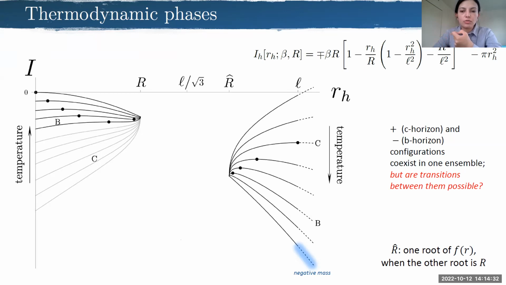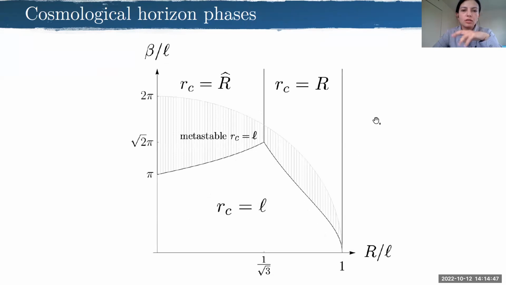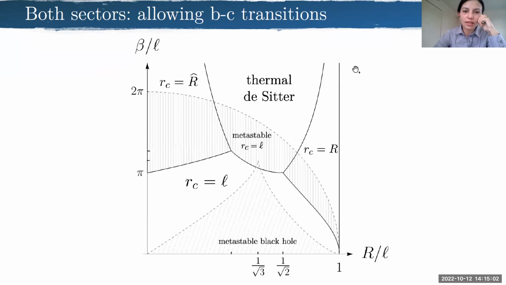In one scenario, we do not allow transitions and we just obtain the phase space, temperature versus system boundary, for each branch separately. So this is for the black hole and thermal de Sitter branch, and this is for the cosmological horizon phases. But if we do allow transitions between configurations, we have to come up with another phase space, which combines everything together.